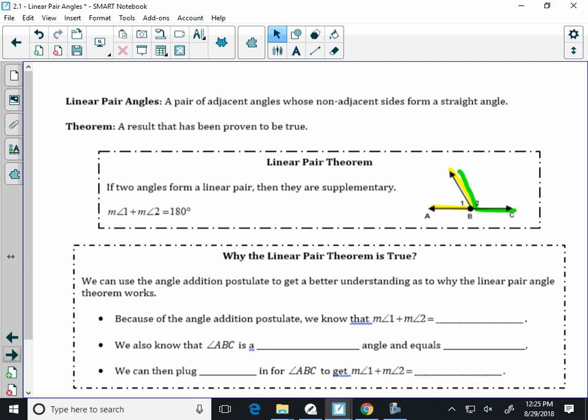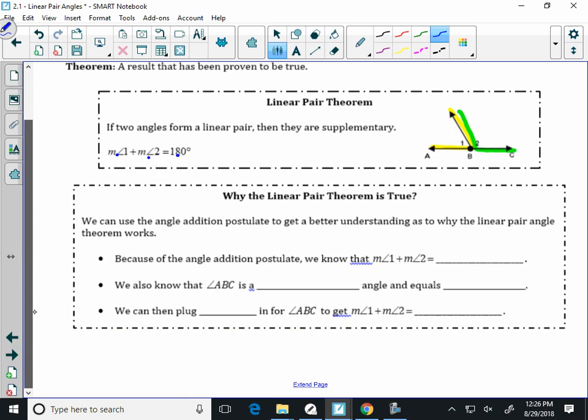So look at this diagram. Angle 1 and angle 2 form a linear pair. They're forming a straight line. So whatever angle 1 is, plus whatever angle 2 is always going to equal 180. Well, why is this true? Okay, someone had to sit down and show you why, they had to prove why, because it's a theorem. Okay? Can't be accepted as true until someone proves it. Okay? Well, we can use that angle addition postulate to have an understanding of why this is true, of why this works.